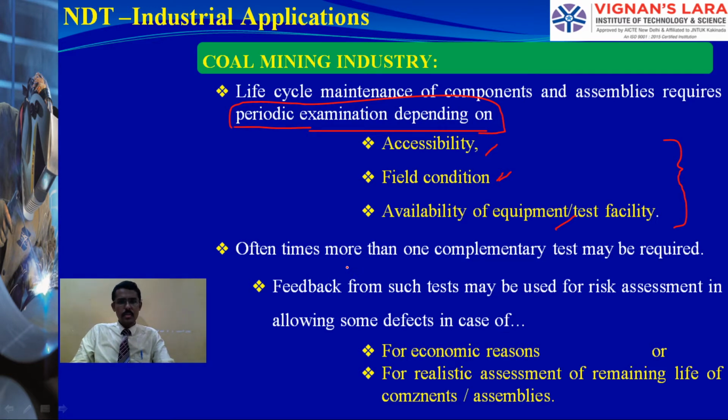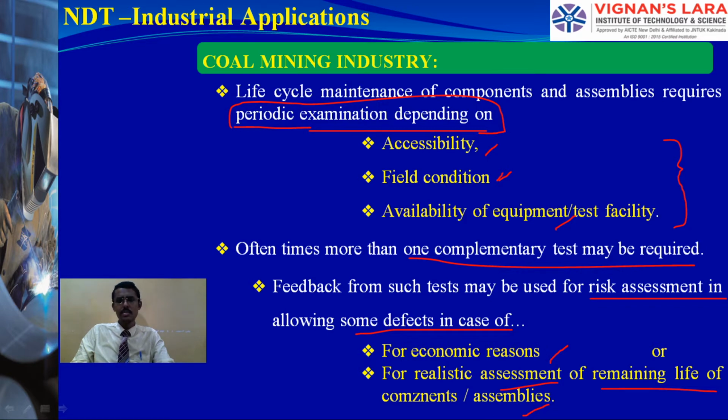Oftentimes more than one complementary test may be required. Often one or two we are doing continuously. Feedback from such a test may be used for risk assessments, allowing some defects in case of economic reasons, or for realistic assessments of the remaining life of components and assemblies.